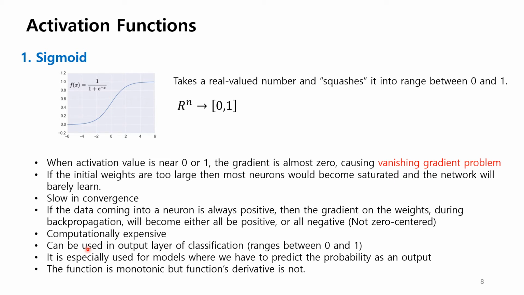Finally, you can use sigmoid in the output layer of classification because it ranges between 0 and 1. So even though we do not use sigmoid often these days, sometimes you use sigmoid in the output layer of classification because it returns a value between 0 and 1. So in many cases we still use sigmoid, especially in the output layer of classification.